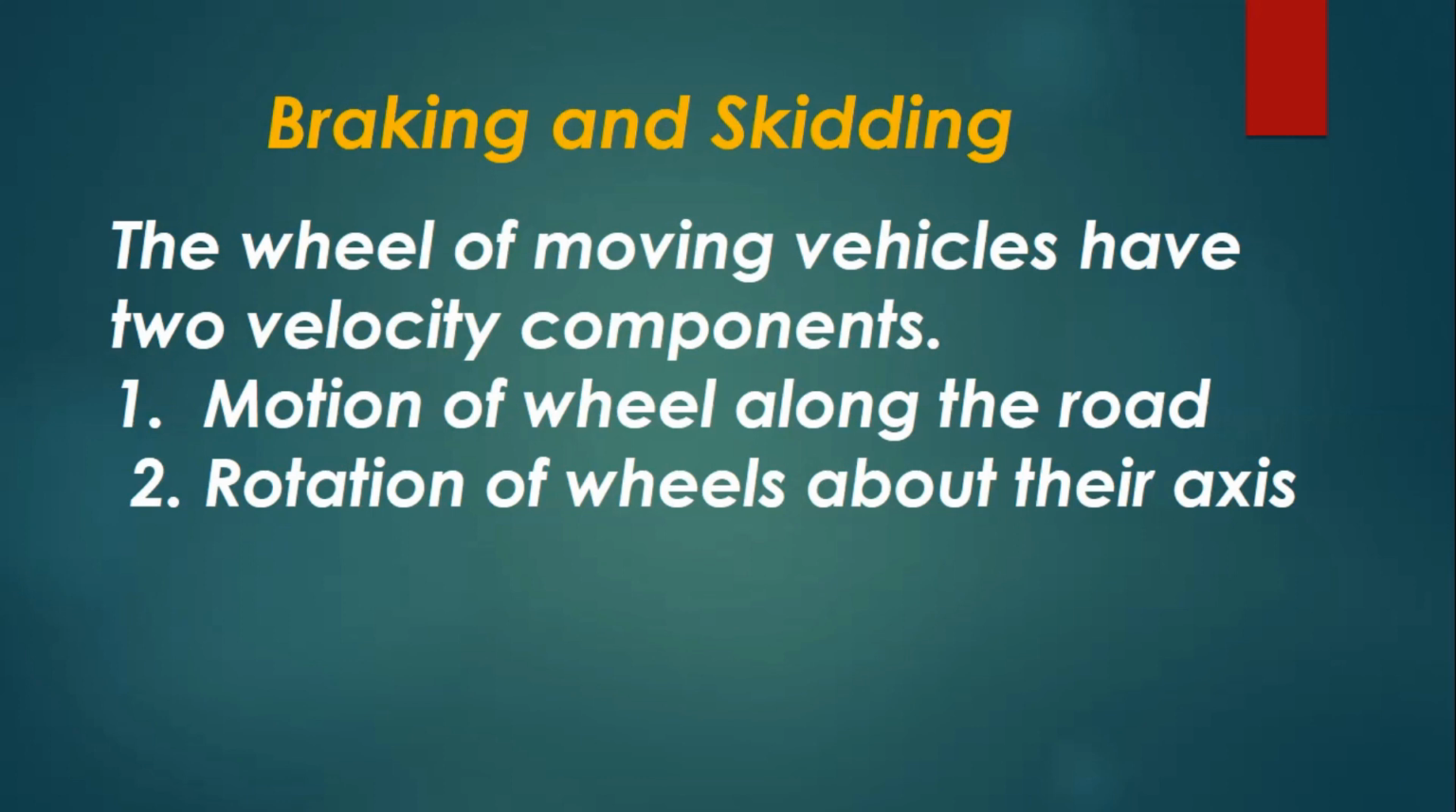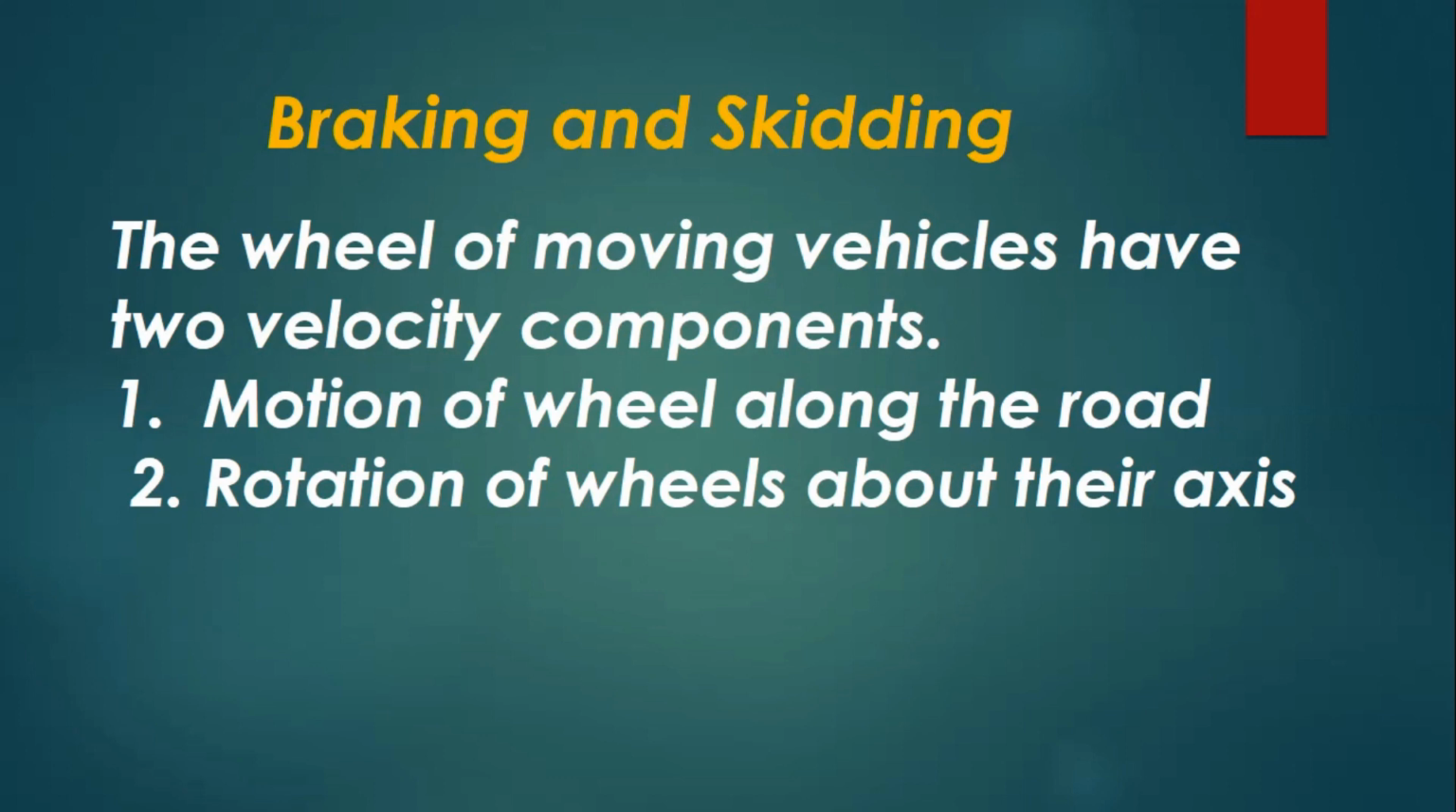Now, braking and skidding. The wheels of moving vehicles have two velocity components, that means x component and y component, which I will explain in the next chapter. Here it has two components. Number one, motion of the wheel along the road. Number two, rotation of the wheels about their axis. So when we apply the brakes, the rotation of the wheels is going to decrease. Similarly, the motion of the wheel along the road will also decrease.